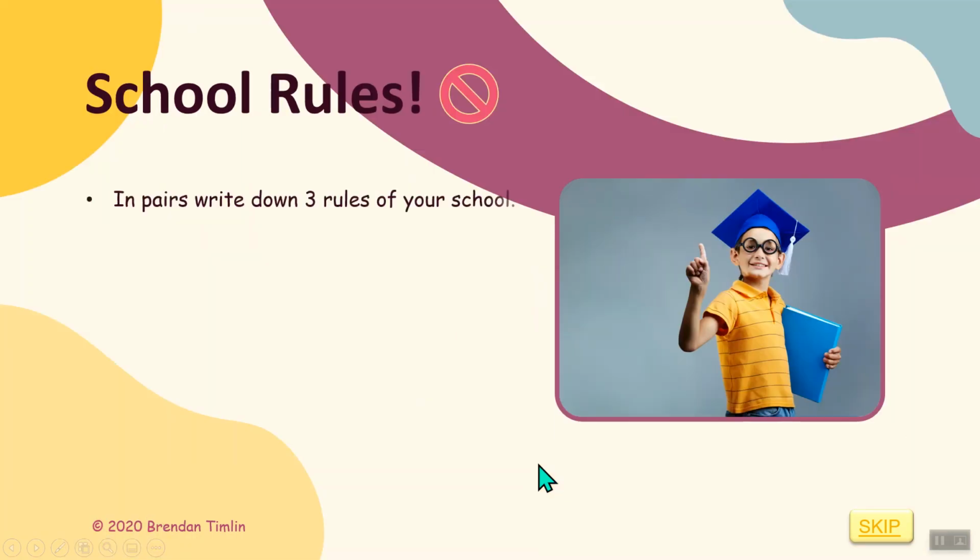Okay, in pairs, 3 rules for your school. So get them to work in pairs, think of some school rules, they can write them down. And then this good one is why it exists. Okay, thinking a bit deeper now at this level. So it says do not run in the corridor. Why? Well, because you might bump into somebody or trip over or something.